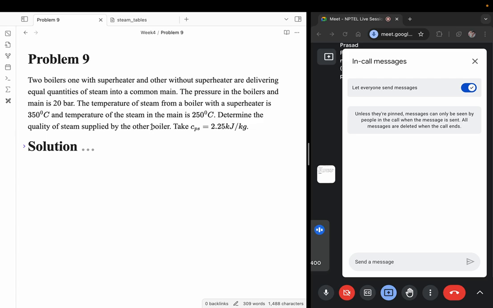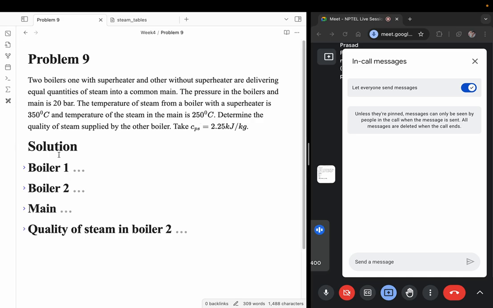So basically you have two boilers, one of them in a superheated state, the other somewhere in the two-phase region. You need to find the quality of steam in the two-phase region such that your final temperature inside the main after mixing both boilers is 250 Celsius.